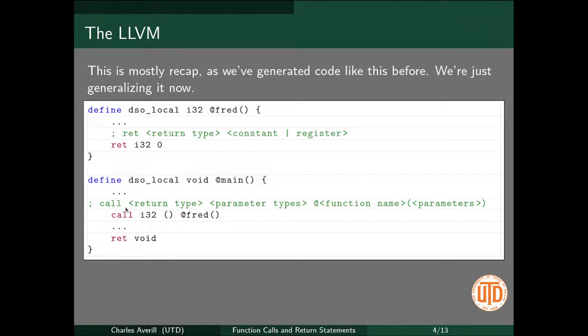And then when we want to call functions, we say call. We give it the return type of that function. We give it a list of types of the parameters of the function. We give it the function name, and then we give it the parameters themselves.